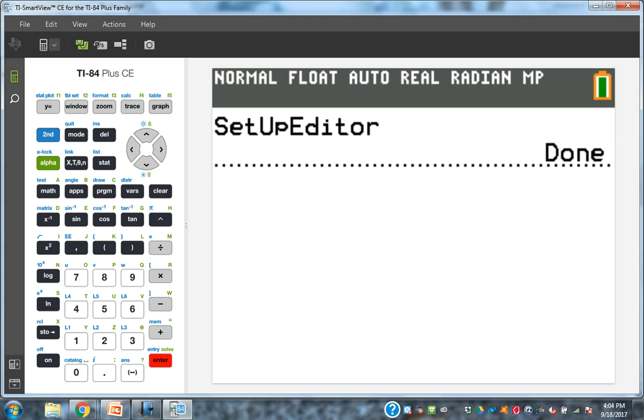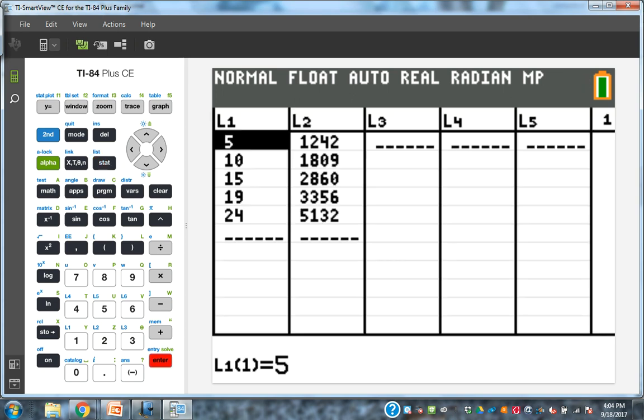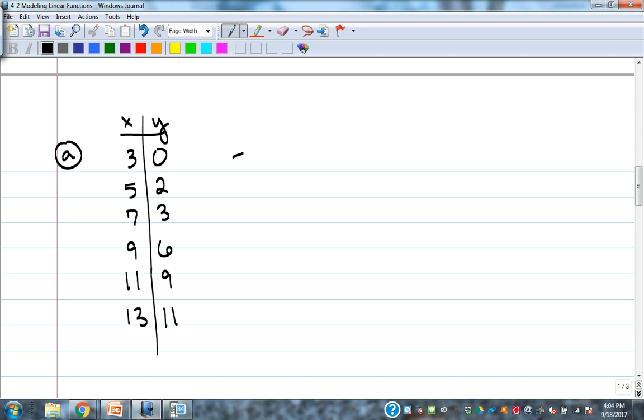All right, so the first thing that you want to do is put in your ordered pairs. So you're going to hit Stat, and then under the Edit menu, you're going to select Edit. Okay, I'm going to write that down. Stat, Edit. All right, Stat, then Edit.